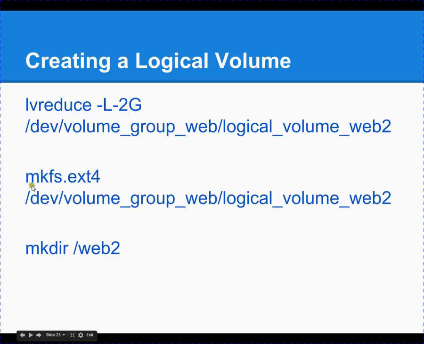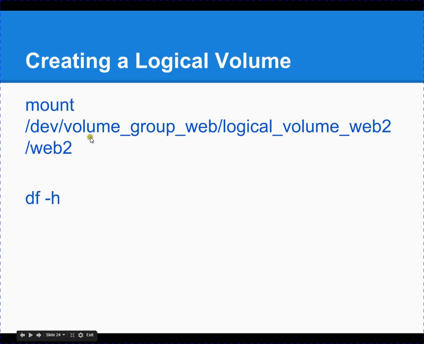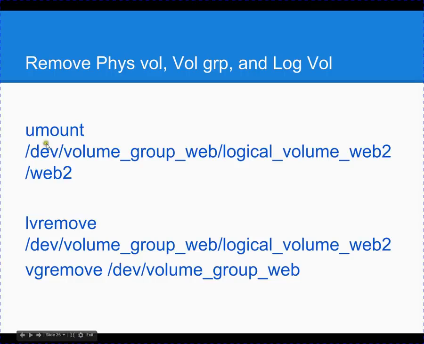At this point we're ready to make a file system. It's simple. mkfs.ext4, and then you use the full path name of the logical volume. You make the directory, and then you mount it. df -h to see where you are. And if you want to unmount it for the purposes of removing it, you umount the full path name, and you do an lvremove and provide the full path name.